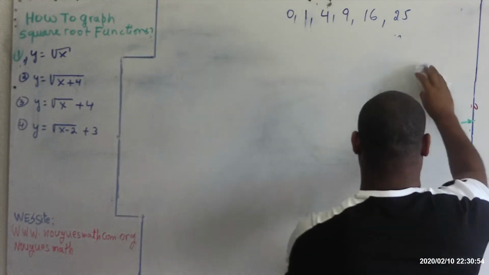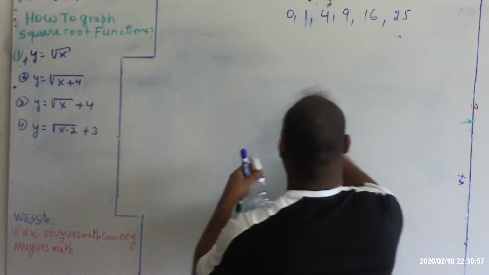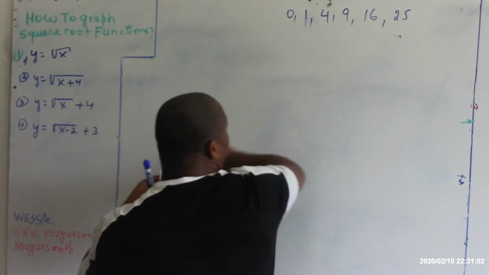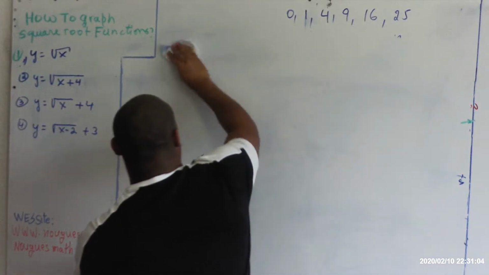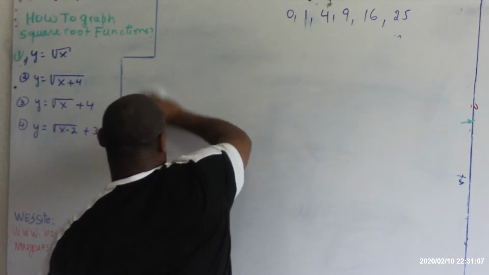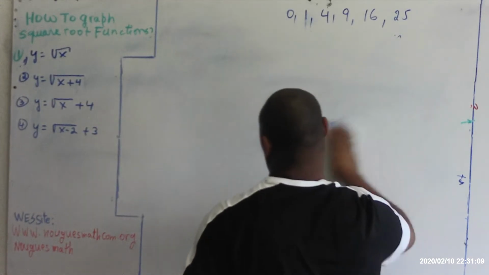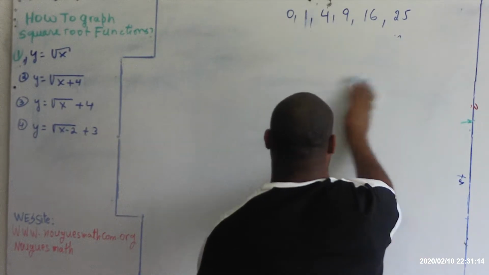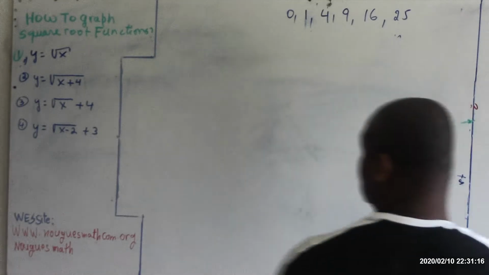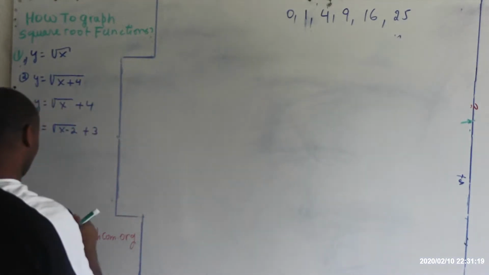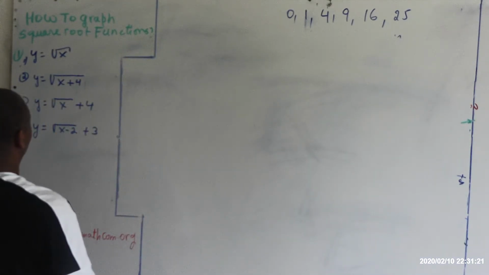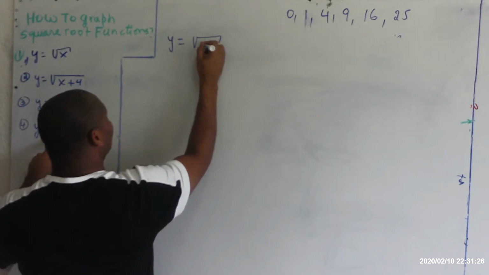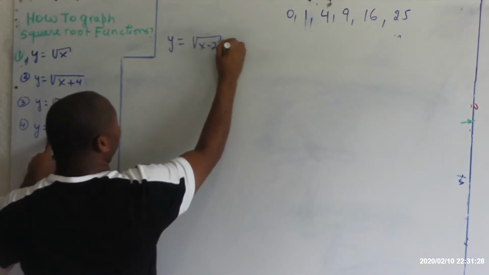Let's grab this one. Pretty much the last graph we're going to do. Let's do the last one. This one. So let's grab this one for you: y equals the square root of x minus 2, plus 3.